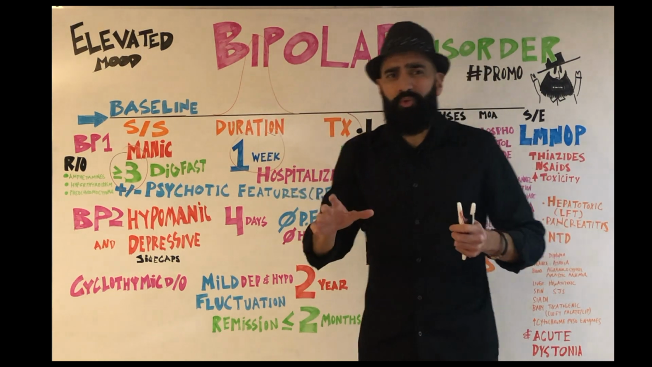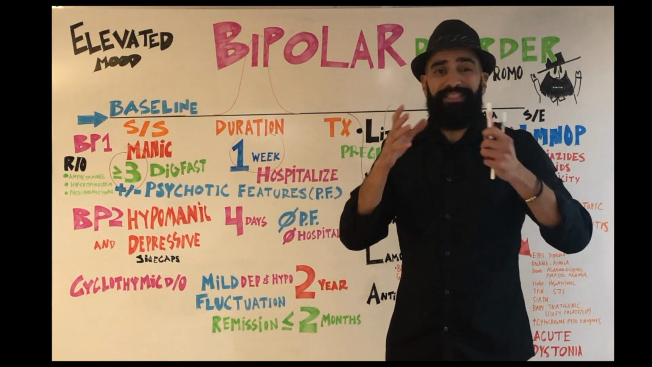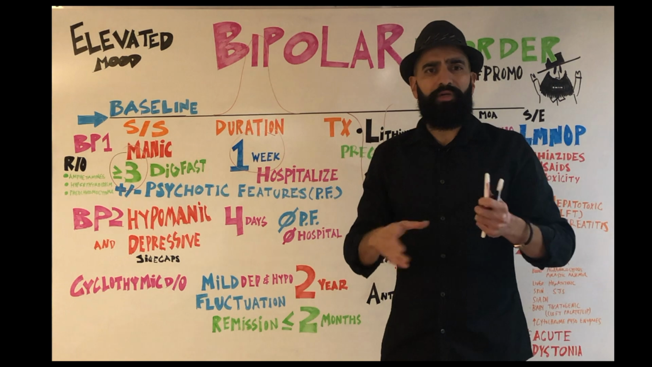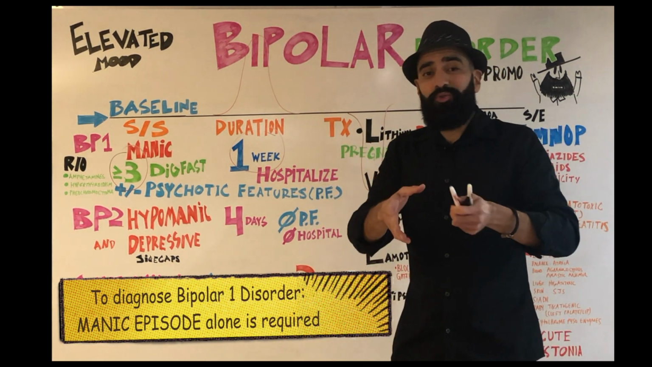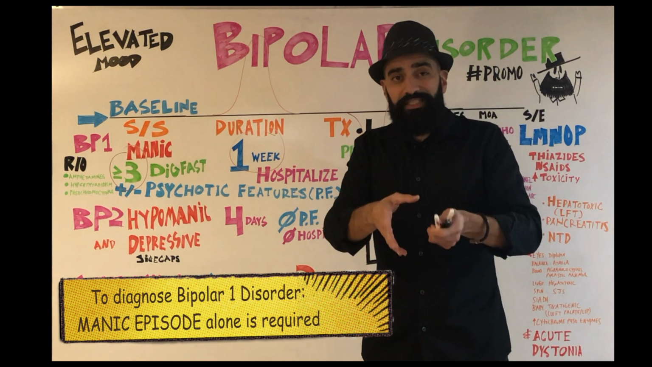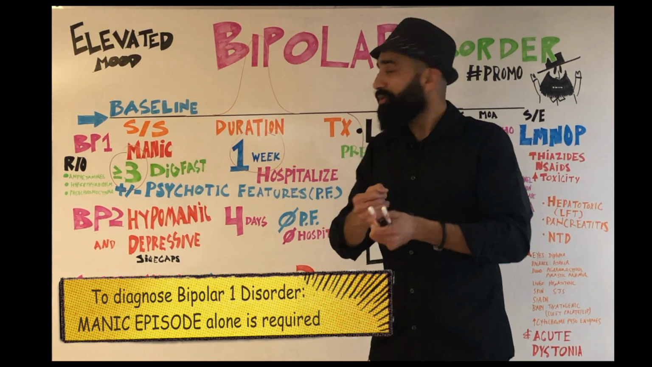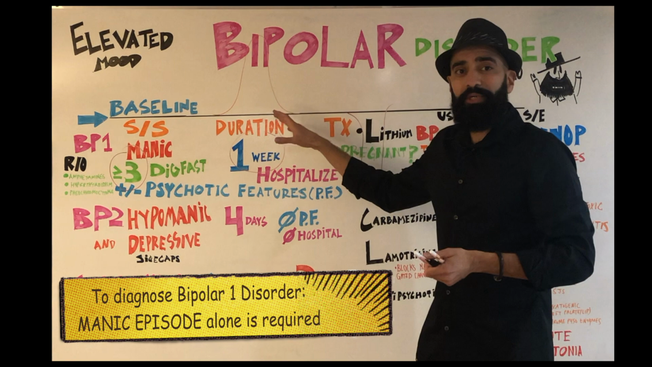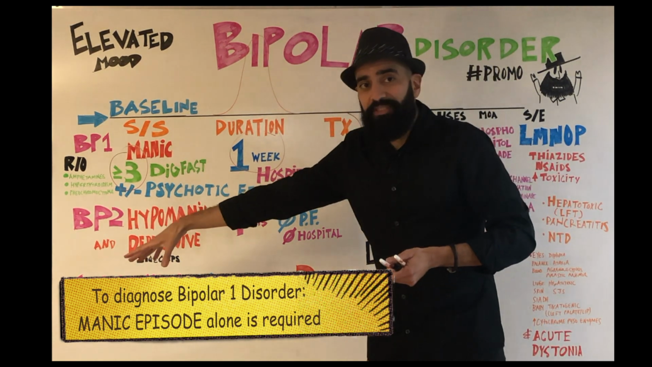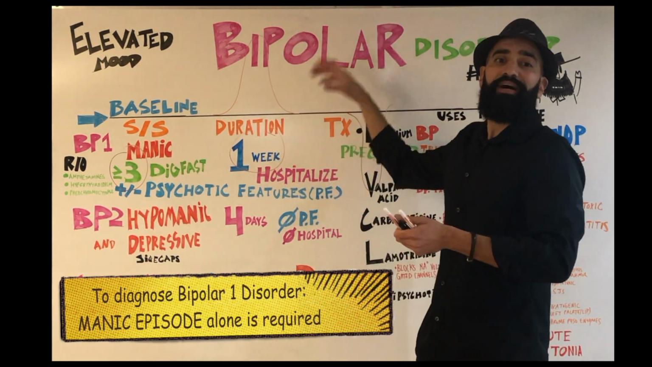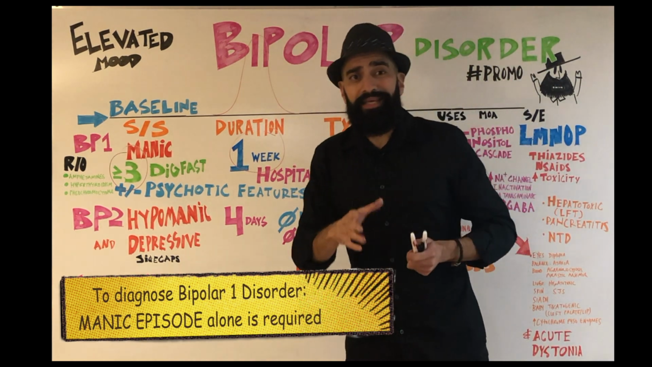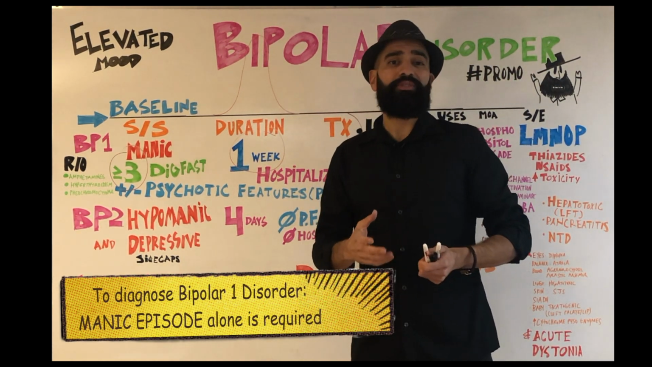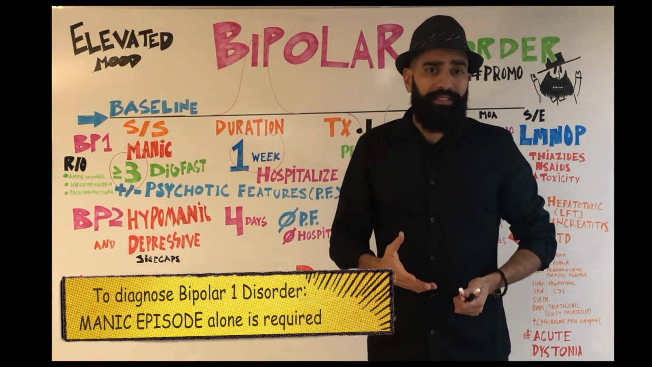Now in bipolar disorder, there's a misconception that because it's called bipolar, you have to see the opposite. That's not true. For you to diagnose your patient in a question stem with bipolar disorder, all you need is a manic episode present. They never have to have had a depressive episode in the past, or have one coming forward in life. It's always just a manic episode. That's all it takes to diagnose somebody with bipolar 1 disorder on your question stem.